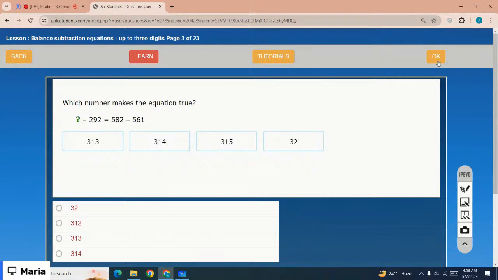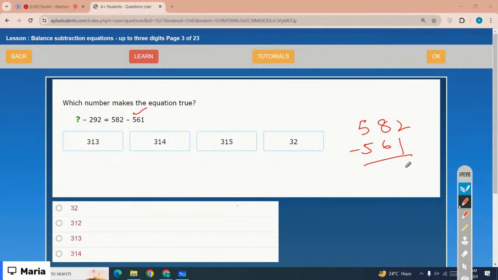Which number makes the equation true? Start from this side. 582 minus 561, right? Just subtract. 2 take away 1 is 1. 8 take away 6 is 2. 5 take away 5 is 0. You need to find a number that when subtracted from 292 has the answer 21. Which is the correct option?